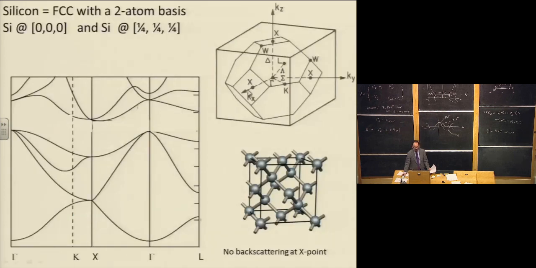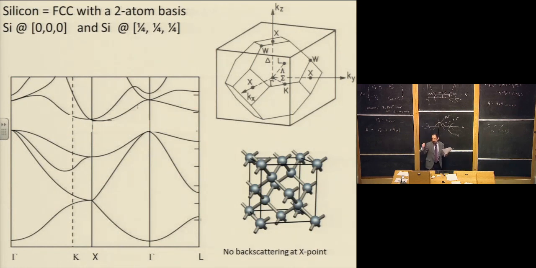So here, scattering from X to minus X, I'll even write that down. So X to minus X scattering is 200 for silicon. Well, actually, for any FCC lattice, X to minus X is 200. Okay, so we've gotten that far. Now the question is, why is it that we don't get any scattering at the 200 Miller index? Does anyone want to guess at that?